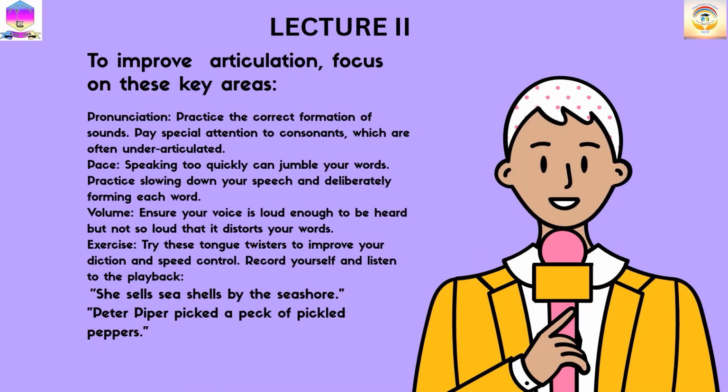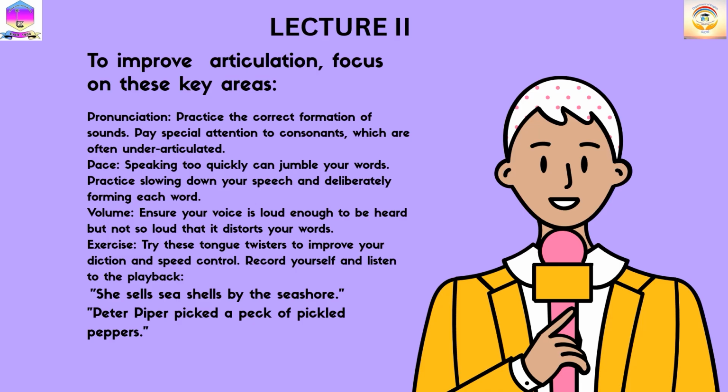Now let us begin with how to improve articulation, the key areas to improve articulation. There are about four key areas which are really important. The very first one, we focus on pronunciation. When it comes to pronunciation, saying words correctly is always advised, especially the consonants, which are often under-articulated. So make sure that the consonants and vowels are pronounced correctly.